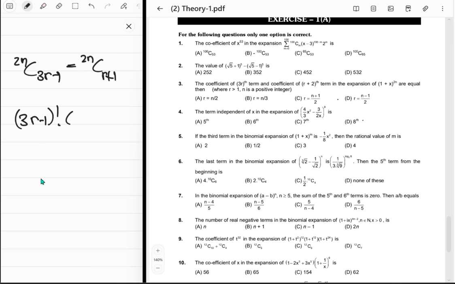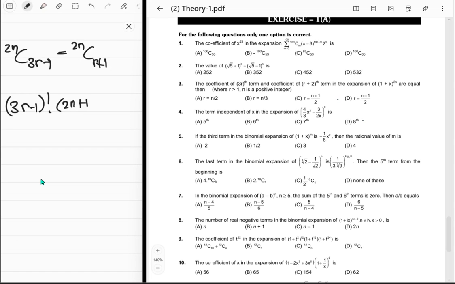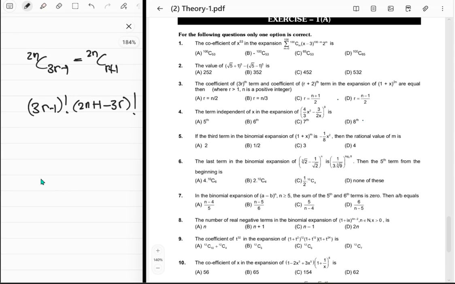Now I just have to solve this. Right, so 2n minus of this guy. So (2n plus 1 minus 3r) factorial, just divide by like that, right? So it's going to be (r plus 1) factorial, and then you got (n minus r minus 1) factorial.